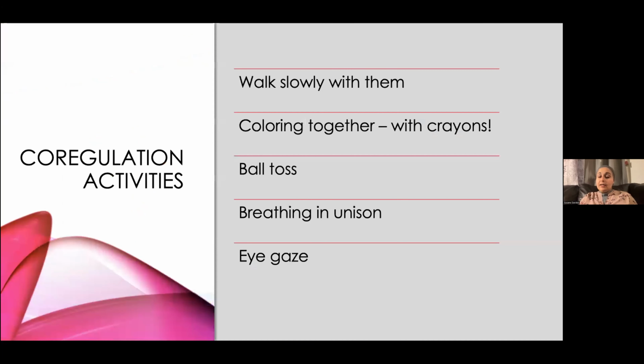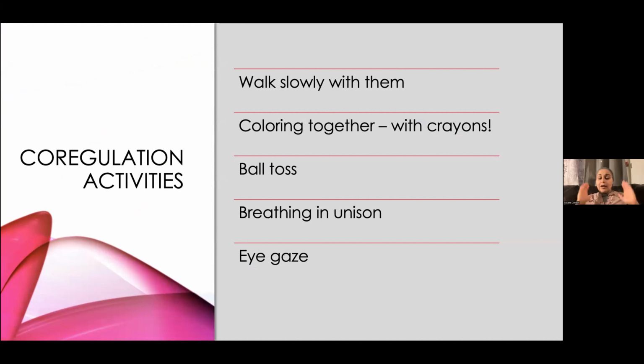So some co-regulating activities that you can do is walk slowly with them, not a fast walk, not a run down the hall. We are walking slowly down the hall together, or slowly around our room if our room is big enough. We are coloring together, and that is with crayons. Crayons give you better proprioceptive reception than markers or colored pencils. So crayon coloring together. Ball tossing, so just throwing a ball back and forth. Again, not slamming it, not bouncing it, just tossing it back and forth.